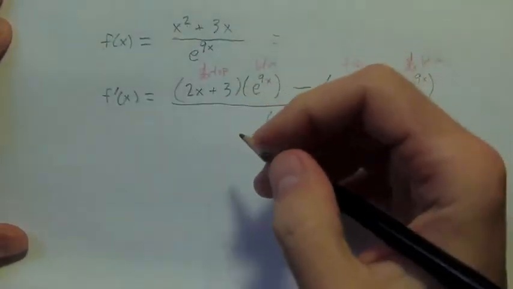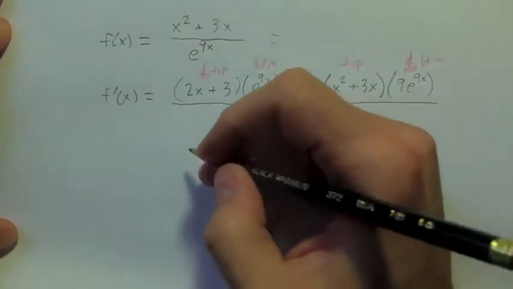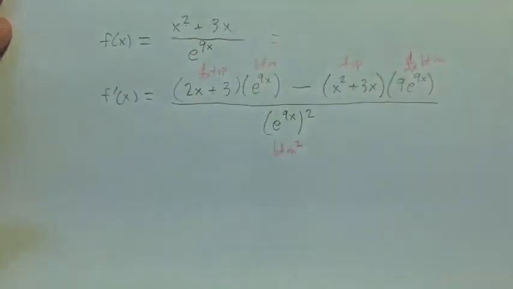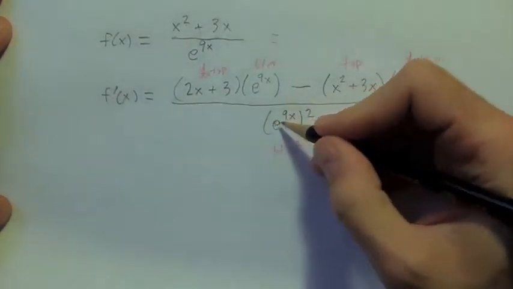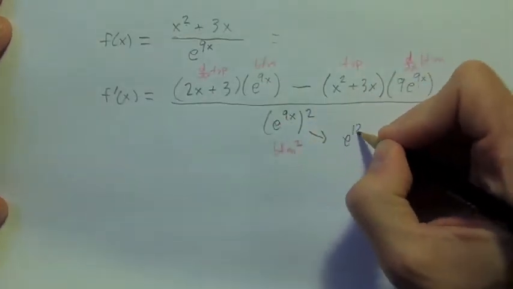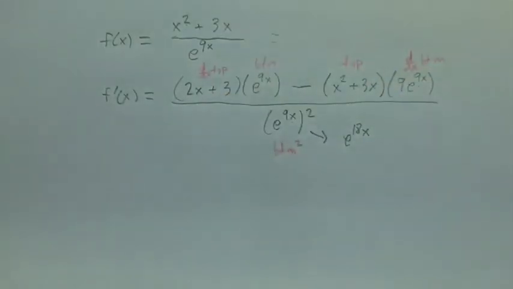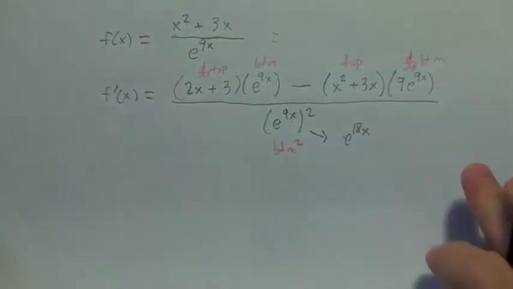And there we go. We could simplify it a little bit, but about the only thing I would do is rewrite the bottom as e to the 18x. The others I would just leave as is and move on. Okay, so let's look at another example.